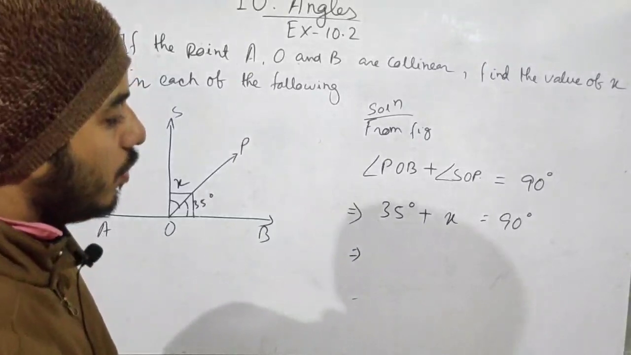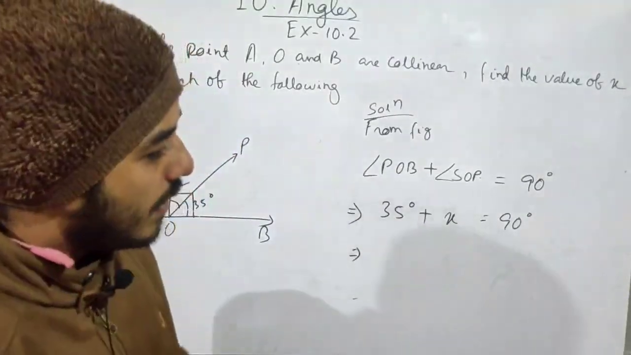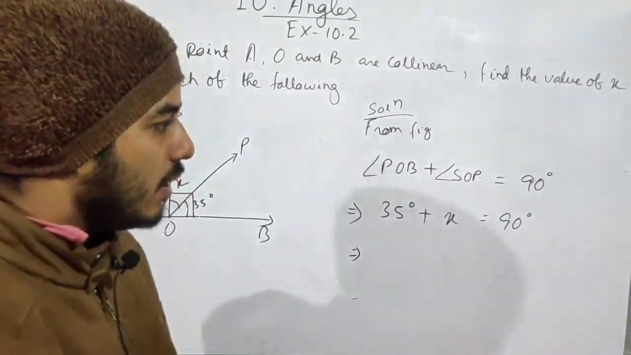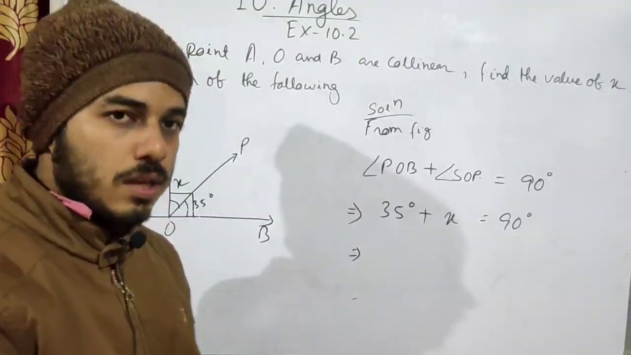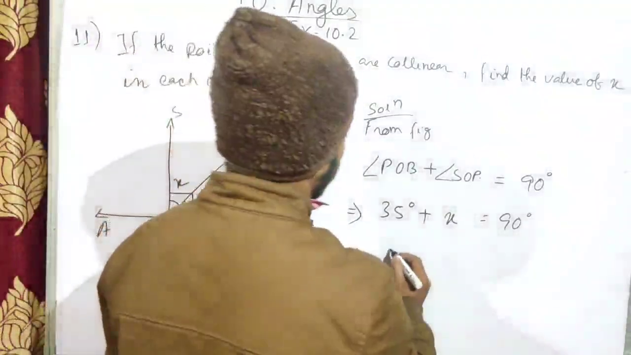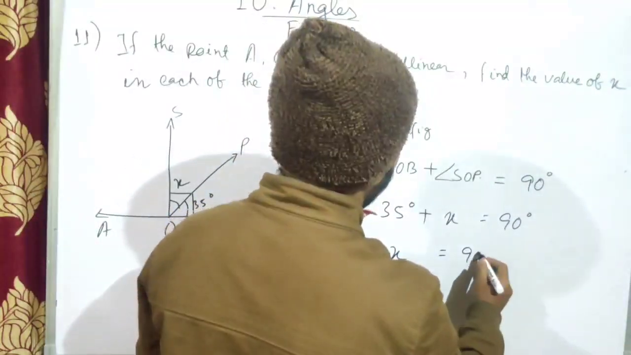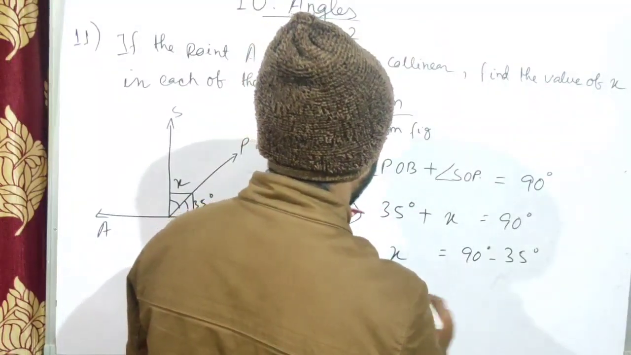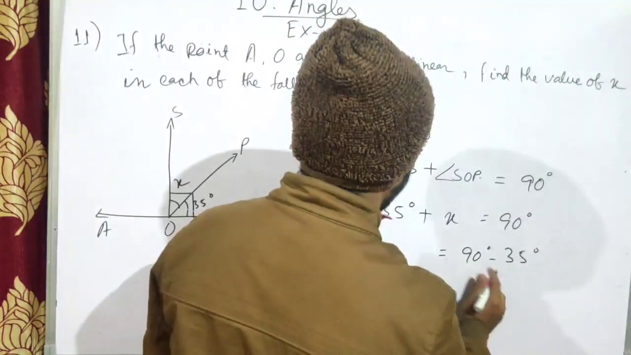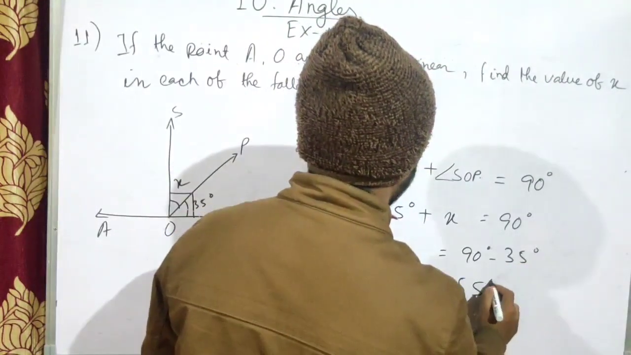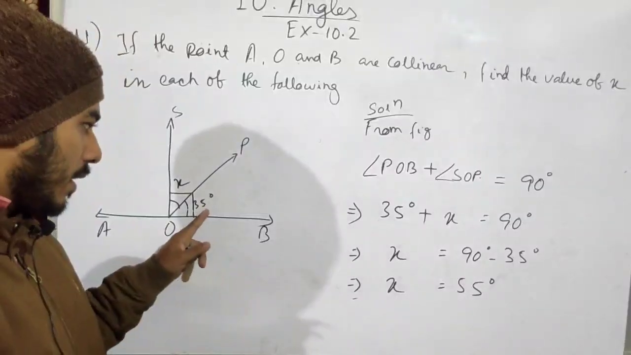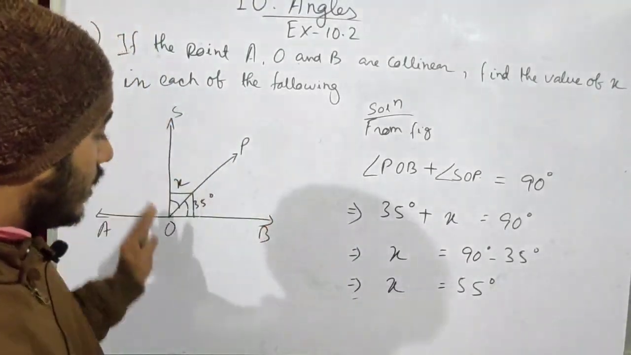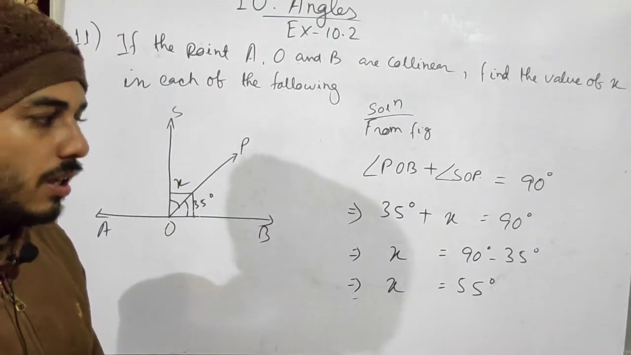Now look, we want to find out the value of x, isn't it? Here we will change the side of 35. Now 35 is positive, so when we change this side, it will be negative. So we can write it like this: 90 degree minus 35 degree. So x equals 10 minus 5 is 5, then 8 minus 3 is 5, so 55. Clear? Now this is 35 degree, and this value of x is 55 degree. If we add these two, the resultant SOB will be 90 degree. Clear?